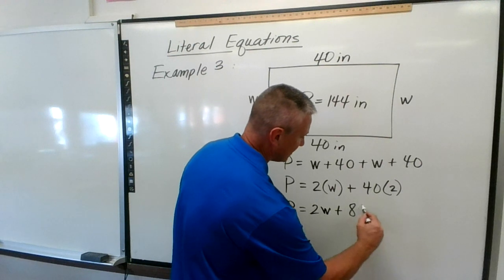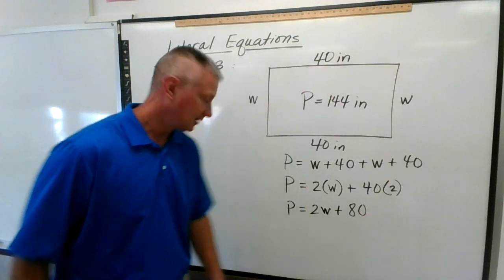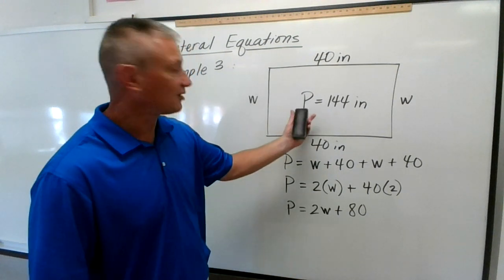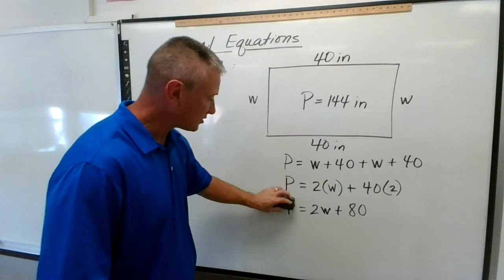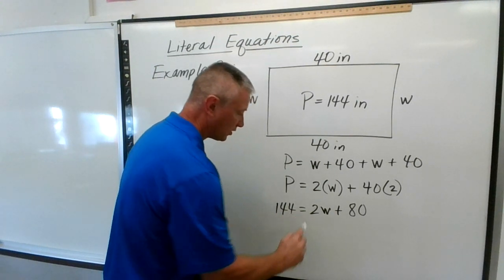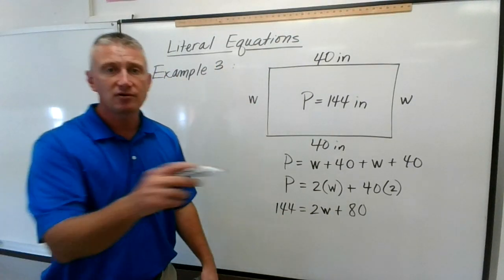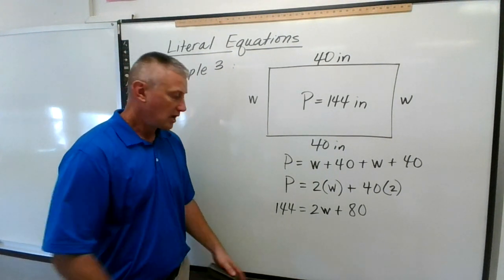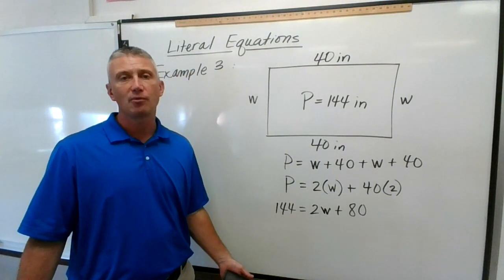2W plus 80. Now, in this case, I also know what P is because it tells me P is 144 inches. So I don't really need the P here. I can put in here 144 inches. So now you can see how we took a literal equation and we turned it into something real. And now we're looking for the width. So how would I find this?